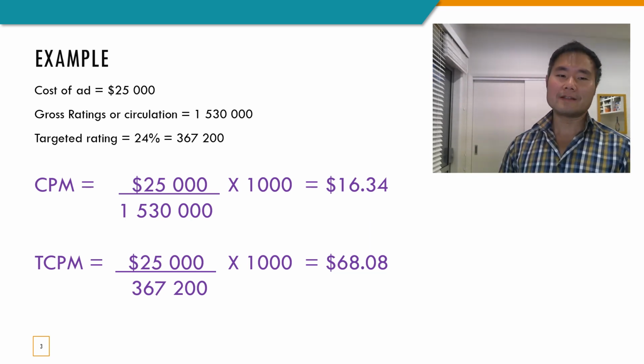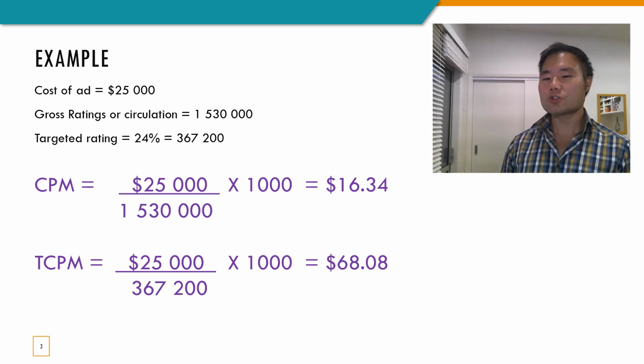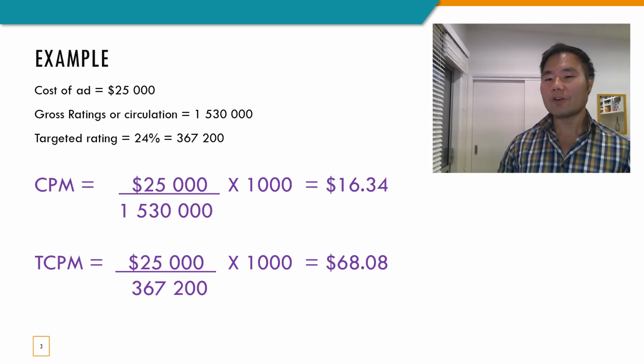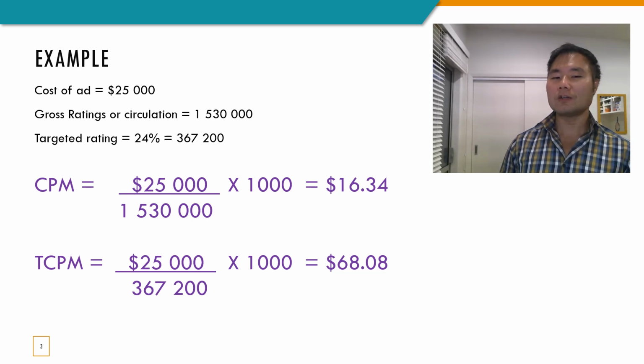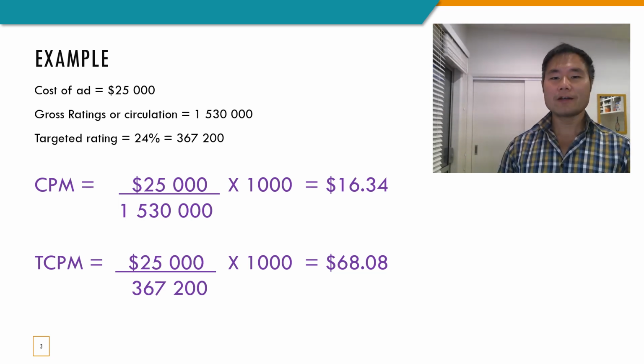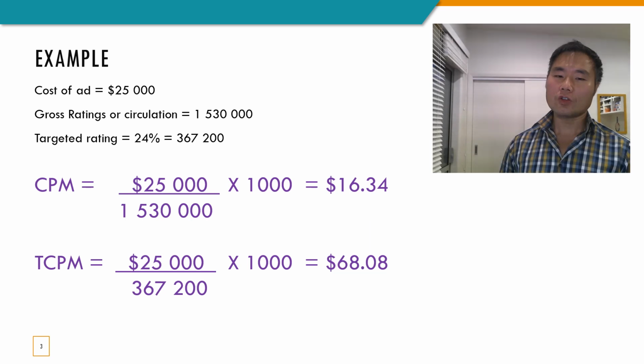And so the way that makes sense is if you look at the formula, it costs the same, obviously, to place the ad in that same magazine. However, now you're dividing the cost by a much smaller number, because that number is not considering the 1.53 million people that subscribe to the magazine. It's only considering 24% of that 1.53 million people, which is 367,000 people, right? So if you've got the same cost and you're dividing by a smaller number because you're only concerned with reaching that smaller number, multiply that by 1,000, you're going to get this other number, which is $68, right? So it costs you $68 to reach 1,000 of your target audience.